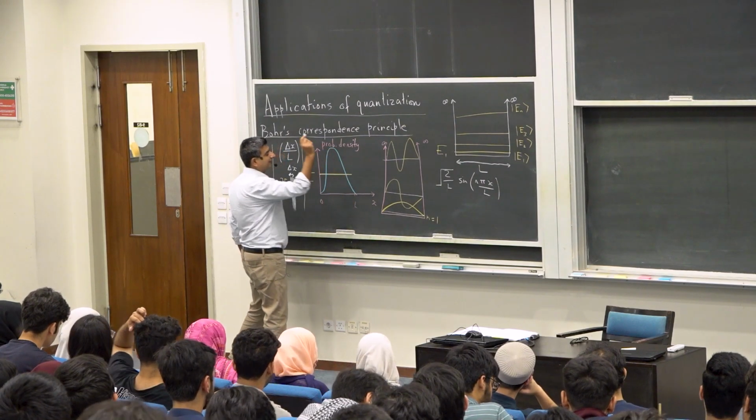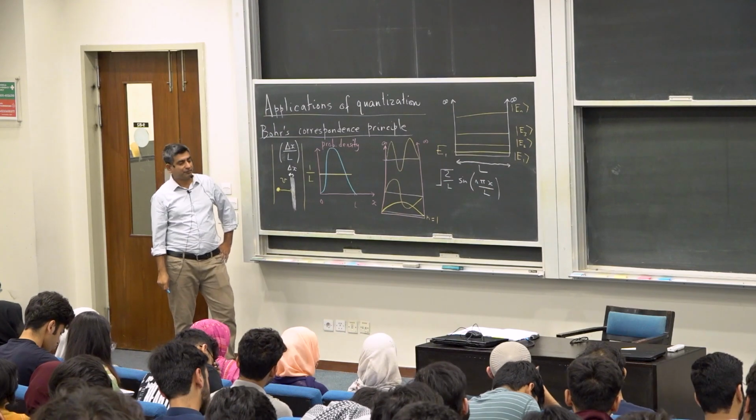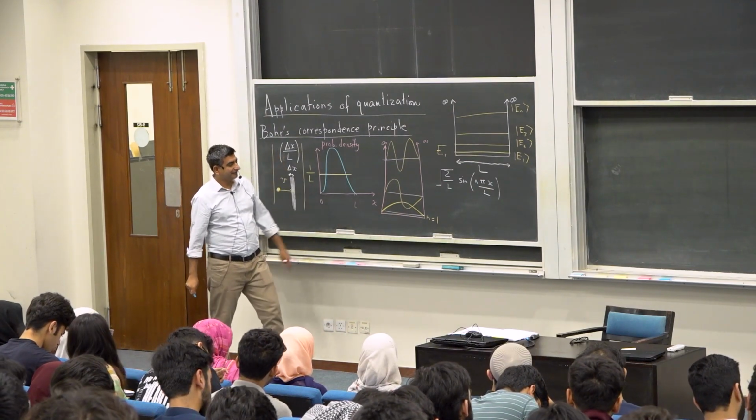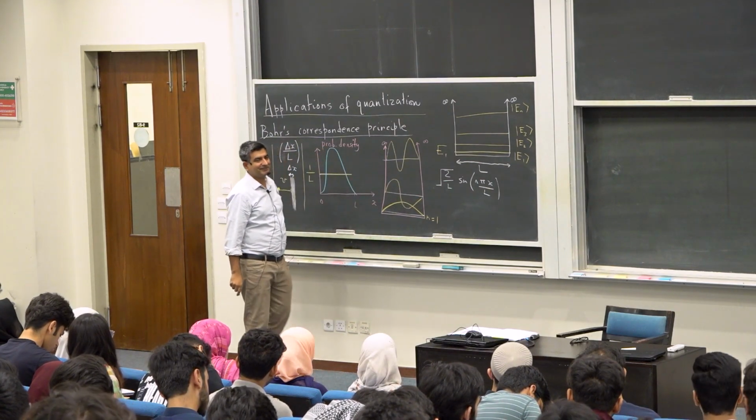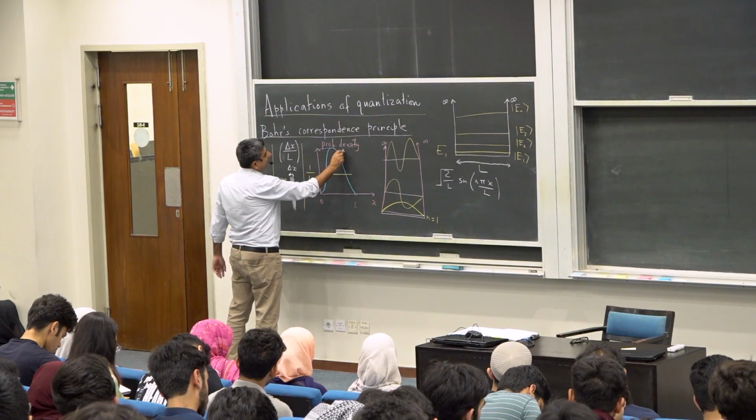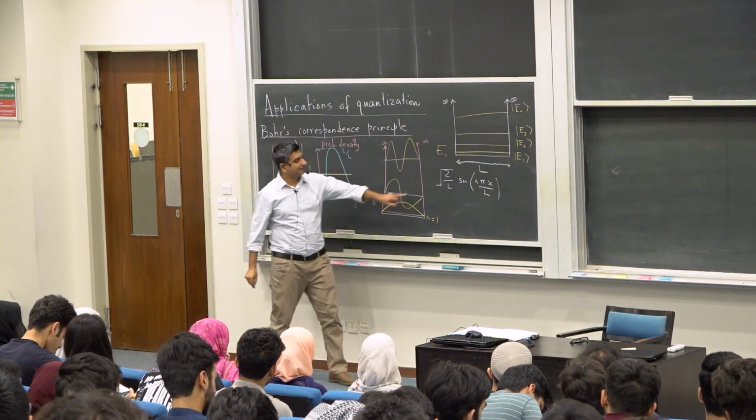a curve like this. You just take the square of this. It's the square of this thing. What's the maximum here? 2 over L.